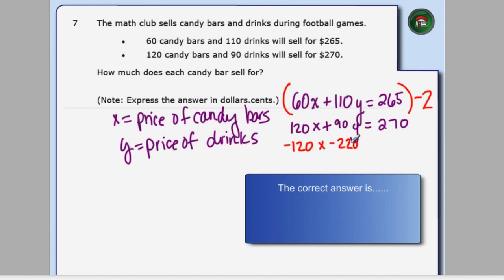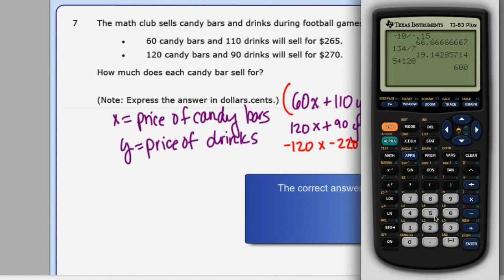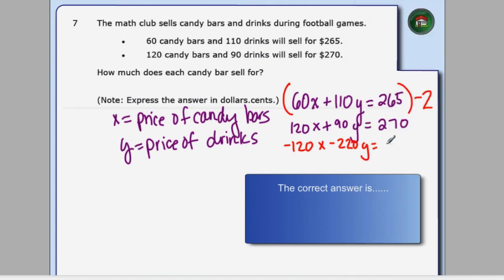So negative 220. And then 265, just don't want to mess that up. 265, double that would be 530, so negative 530. So you've changed this one into the one down here. Now, if you recall, you add these.